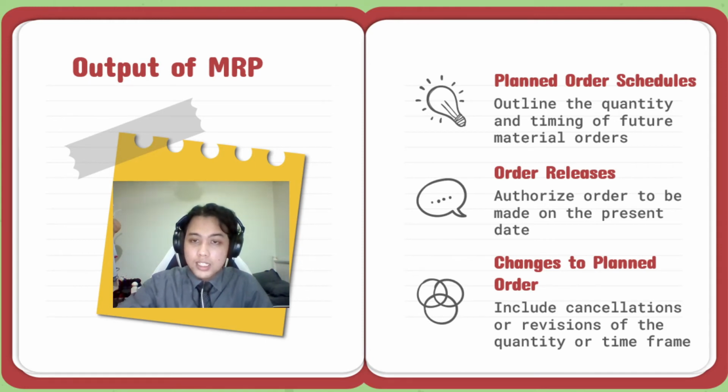And the last one is the changes to plan order. It includes cancellation or revision of the quantity or time frame. So basically, change to plan order refers to the orders which have been placed in the past and the supplier of this item is preparing for the supplies to be made to the company.